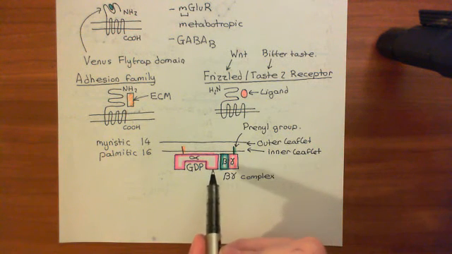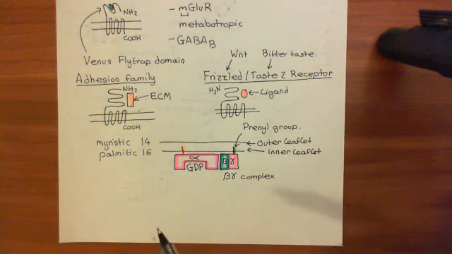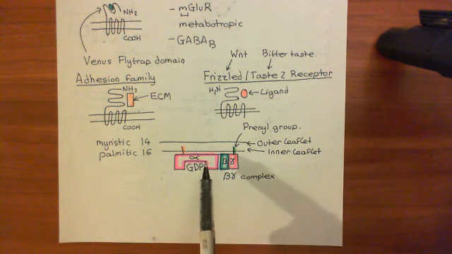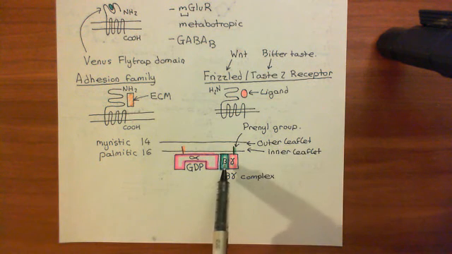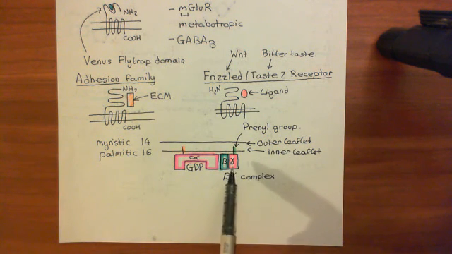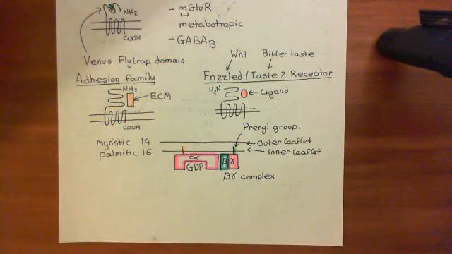So we'll call it there for this video. In the next video, what we want to discuss is the many different alpha subunits, the many different beta subunits, and the many different gamma subunits. So I'll see you in the next video.